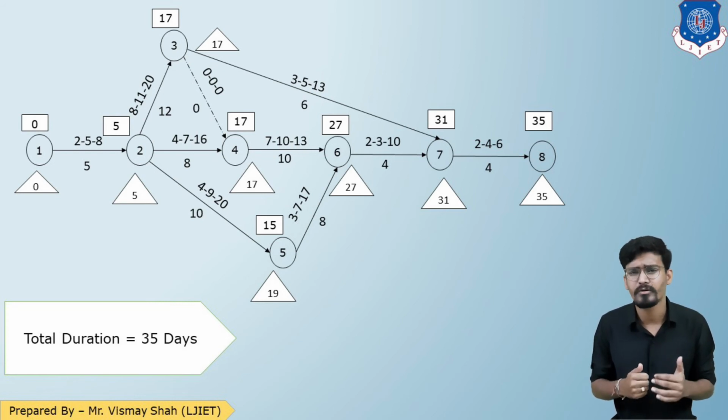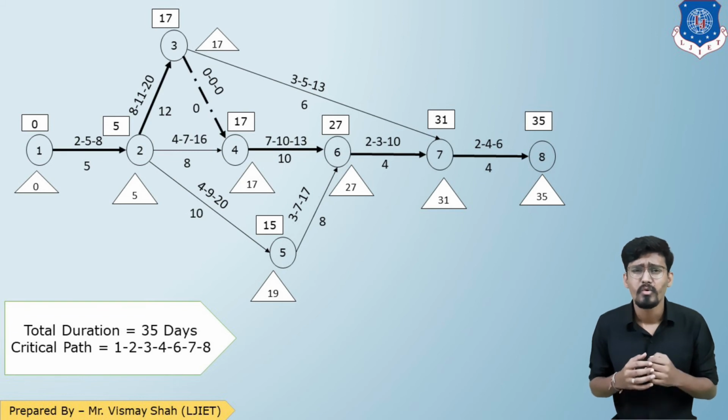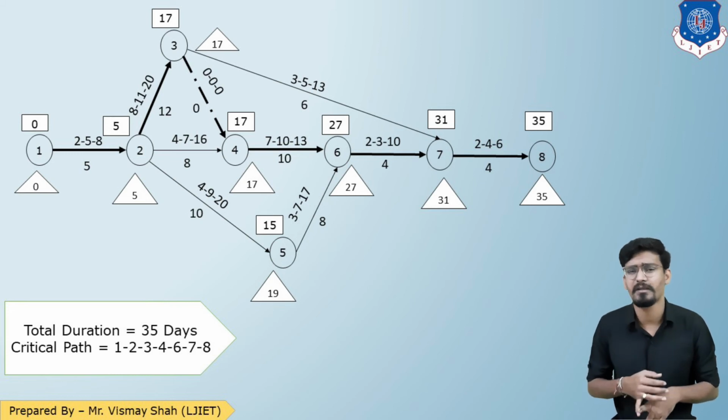Now talking about the critical path. For the critical path, TL minus TE should be 0. So the critical path will be 1, 2, 2, 3, 3, 4, 4, 6, 6, 7, 7, 8. So that is our first answer, total duration and critical path.